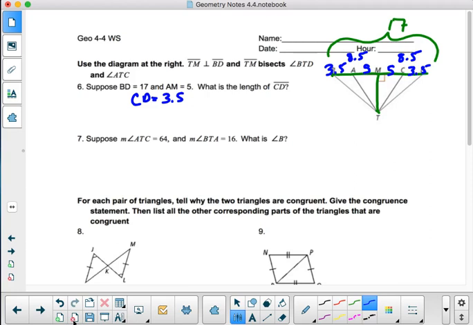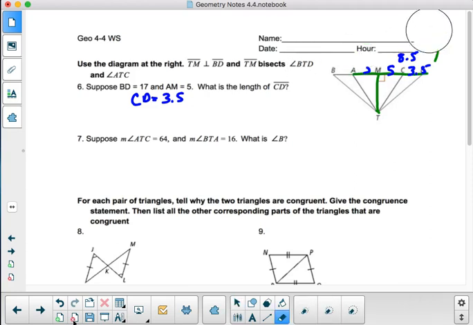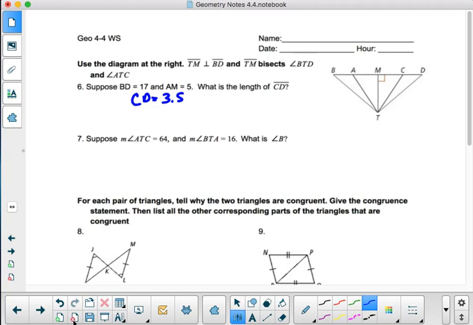Now in number 7, we're talking about angles. I'm going to erase my little work here, and I'm looking at angle ATC. Angle ATC is 64 degrees. I know a couple things, and they gave that the measure of BTA is 16. But remember, this is a perpendicular bisector in the diagram. TM is bisecting BD, and TM bisects both angle BTD and angle ATC. So ATC has been bisected, so half of 64 is 32.